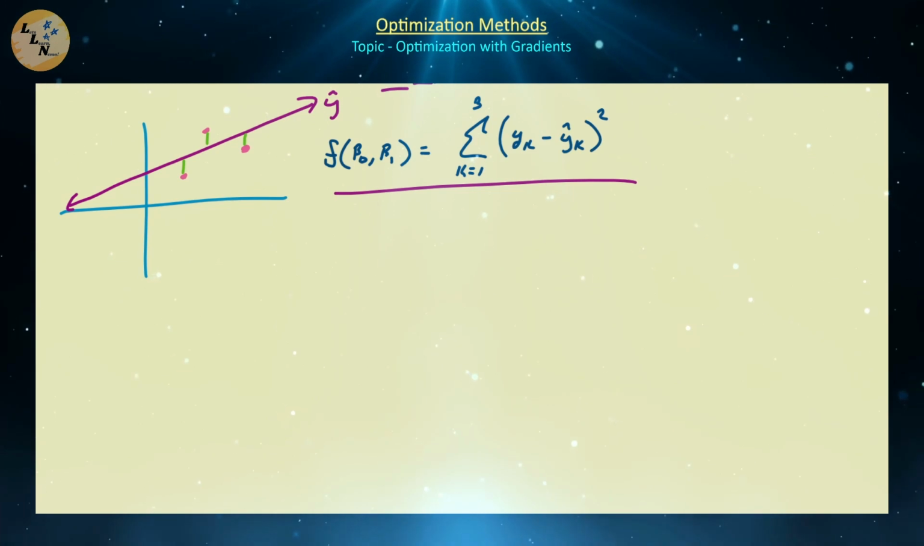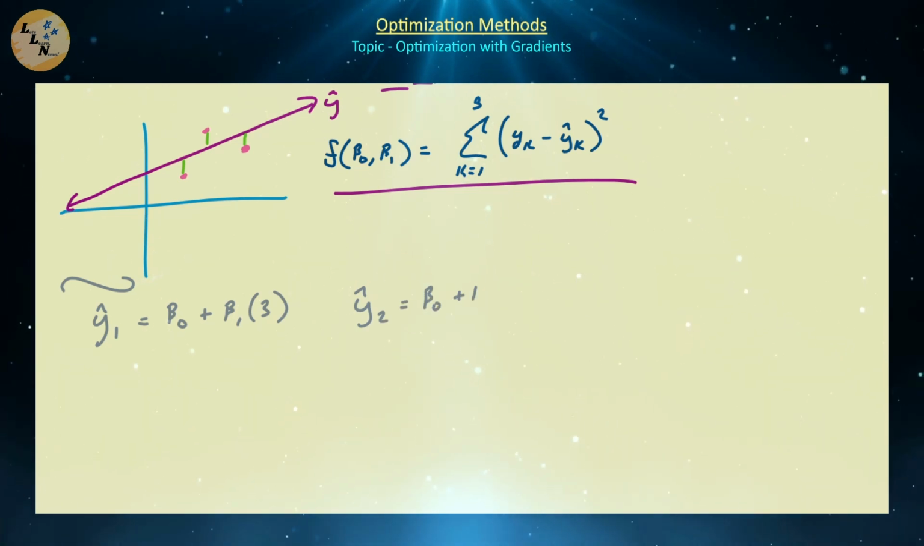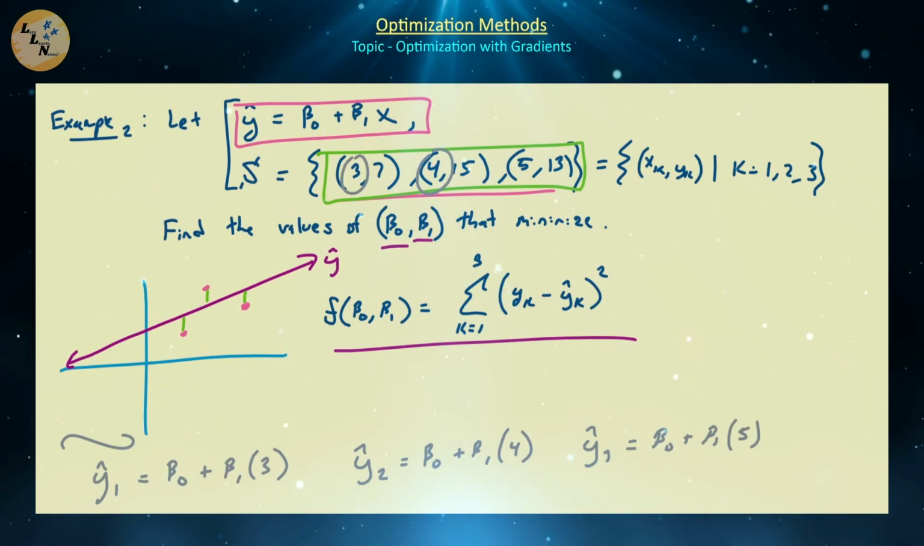So what are we going to have? Let's actually write down our y hat values. Our y hat 1 value is going to be equal to beta 0 plus beta 1 times the first x value, and then y hat 2 is going to be equal to beta 0 plus beta 1 times our second x value. And then y hat 3 is going to be equal to beta 0 plus beta 1 times our next x value. So what I'm doing here is just inputting my 3, 4, 5 values from my data sets in here.